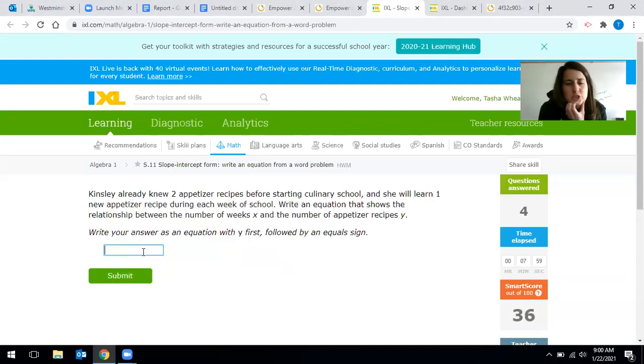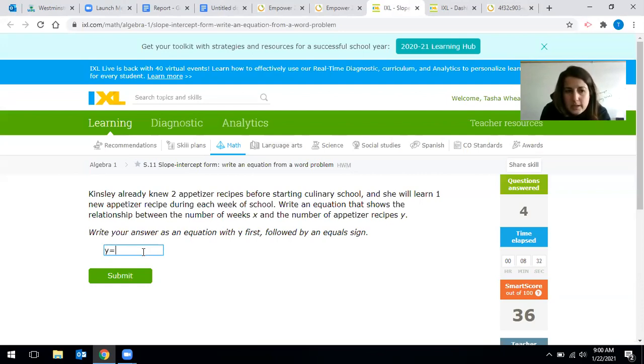So this one gives us 2 different numbers. So Kinsley already knew 2 appetizer recipes. So she's already starting with that knowledge. So that would be your y-intercept or your b value. And then she will learn 1 new appetizer recipe during each week of school. So that's your slope or your rate of change.